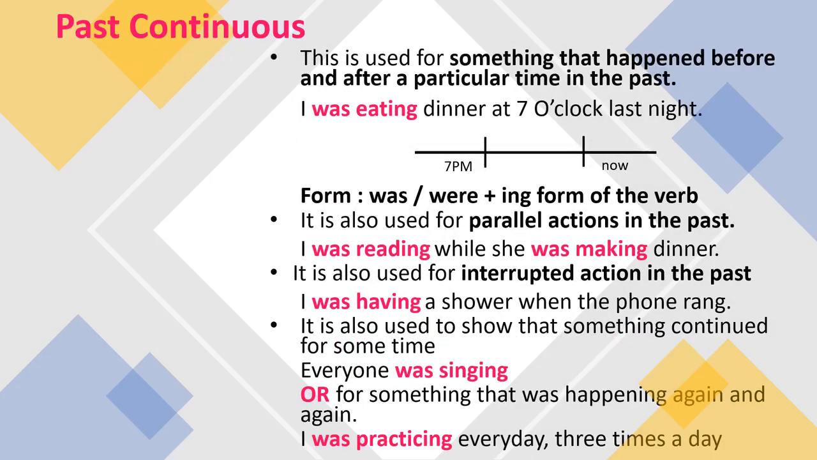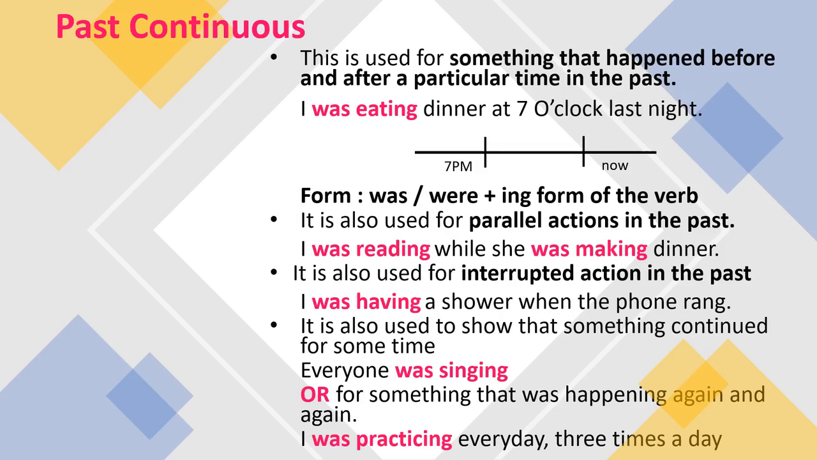So let's move on to past continuous tense. This is used for something that happened before and after a particular time in the past. For instance, it could be I was eating dinner at 7 o'clock last night. So here in the timeline, you were eating dinner before 7 and after 7. The form is was or were plus ing form of the verb.